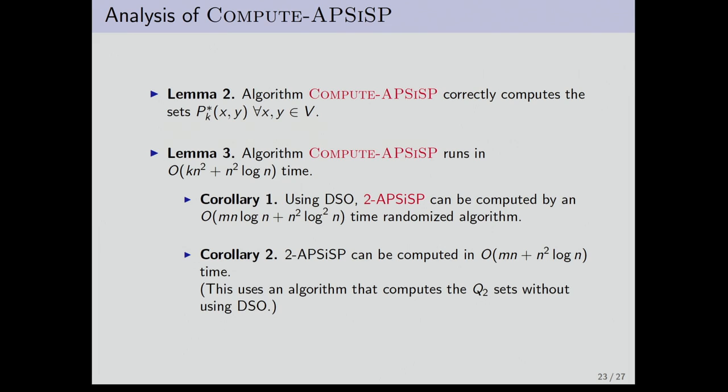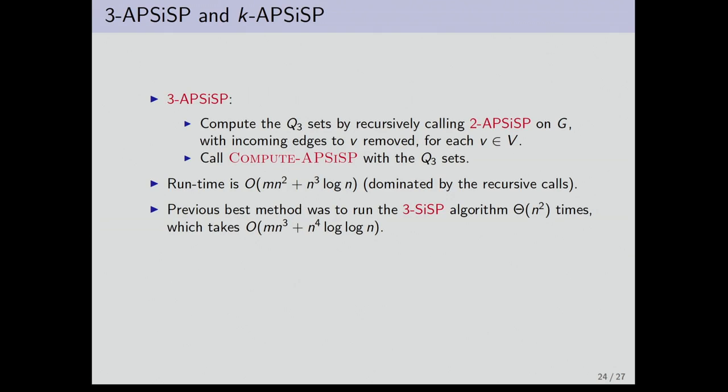And actually we get a slightly faster algorithm. We don't need the full power of DSO. There's a very simple algorithm that will give us this mn plus n squared log n. And for k equals 3, and in general for general k, the best method that we could come up with was to recursively use the k-1 APSISP algorithm to compute the Qk sets. And the problem with that is we had to do that on all n vertices, so the running time increases by a factor of n with each increase in k, so it becomes worthless after k equals 4. But at k equals 3, this already gives us a faster by a theta of n factor over the best previous algorithm.